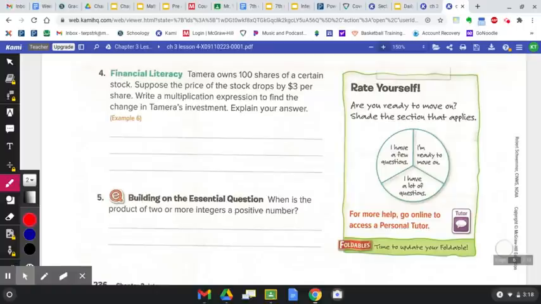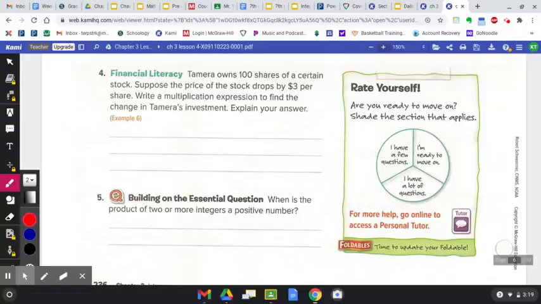All right, we're going to start here before we get into lesson 5 with just a quick warm up from lesson 4, where we looked at multiplying integers. Starting with number 4, I want you to see if you can write the expression for this situation. It says Tamara owns 100 shares of a certain stock. Suppose the price of that stock drops by $3 per share. Write a multiplication expression to find the change in her investment.